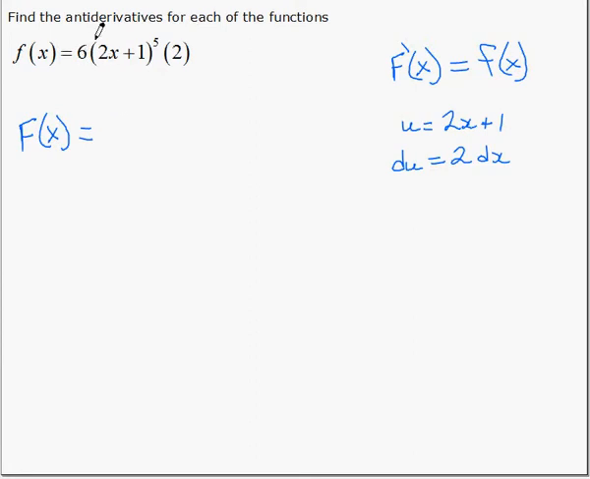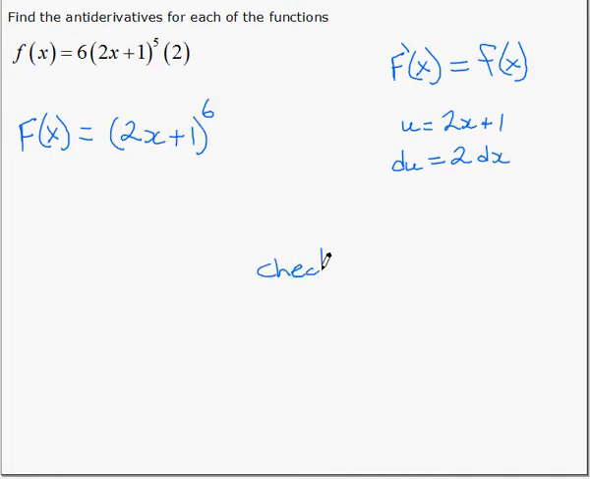The 6 is 1 bigger than the current exponent. So hopefully putting that together you can see that that is the derivative of that function, 2x plus 1 to the power of 6.